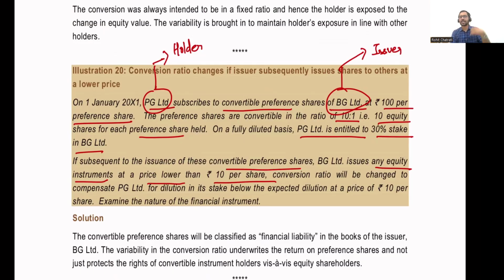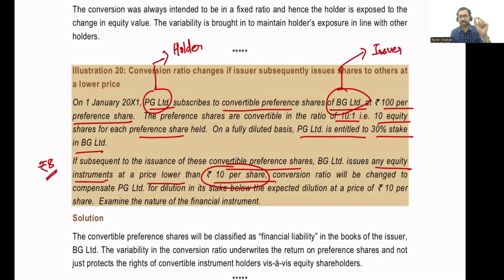and is issuing additional equity shares in the market and raising money, and if the issue price of such share is less than 10, how is this 10 rupees calculated? The 10 rupees benchmark is nothing but the conversion price for PG. PG has effectively paid 10 per equity share, and if BG is issuing equity shares at a price less than what PG has paid, let us say rupees 8, this means it is issuing shares at a price less than what PG has effectively paid.